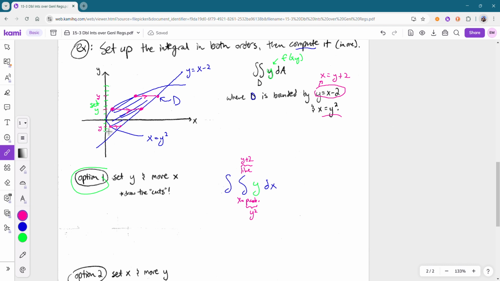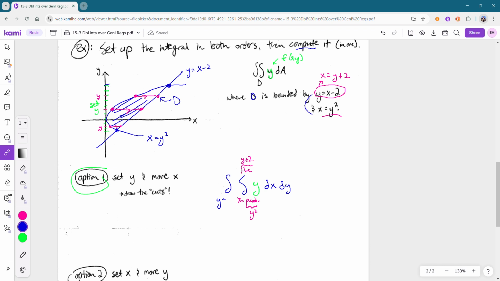So we're always starting x on the parabola, stopping at the line. What about y? Well, what y's are we doing this for? We need to know this bottom y coming from our point of intersection here, and the top y coming from this point of intersection over here.